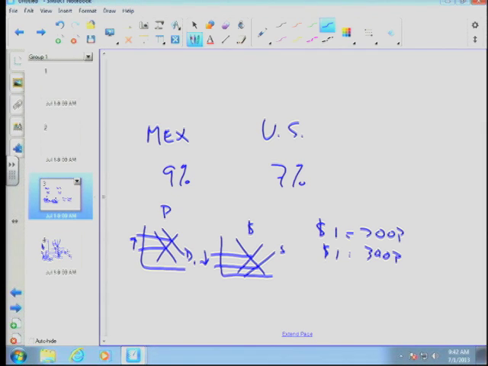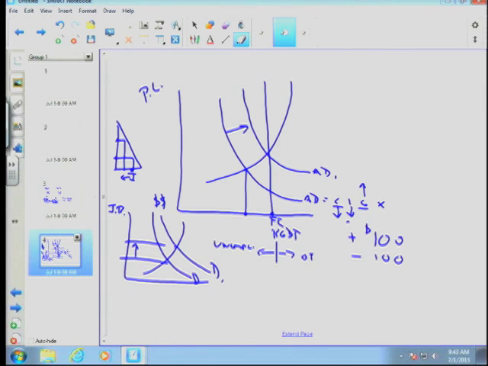Okay. All right. So now what's going to happen to exports? They're going to go down. In the past, if a Mexican could get $1 worth of our goods for 200 pesos, now it's going to cost them 300. All right? So exports will go down. And what will happen to imports from Mexico? They're going to go up. Okay? So what's going to happen to net exports? They are going to fall.